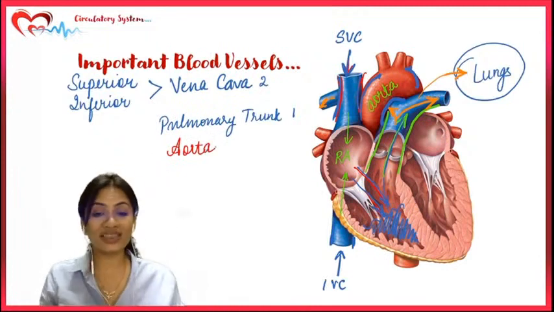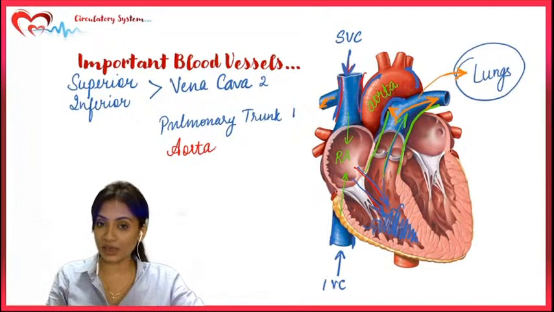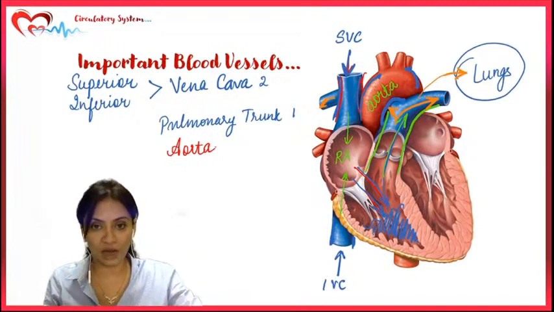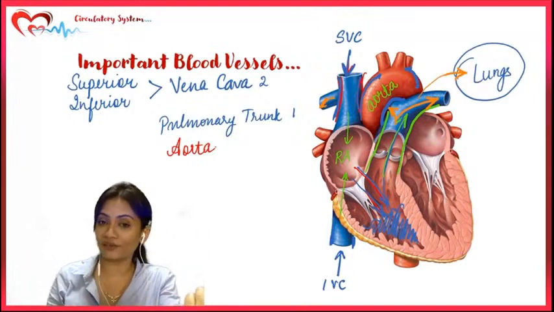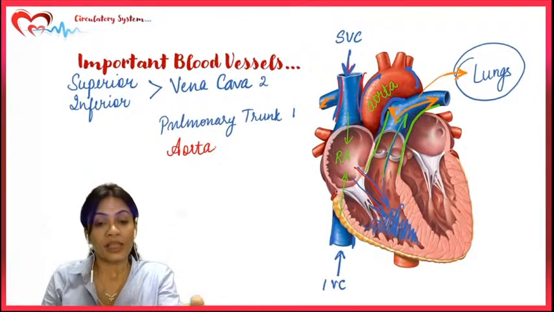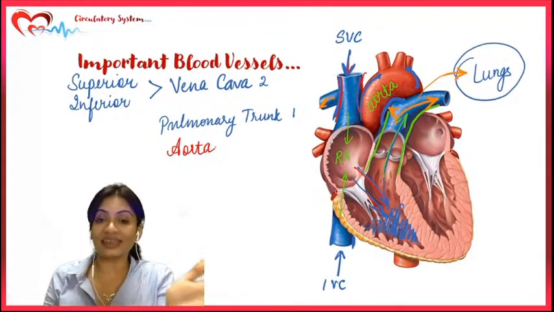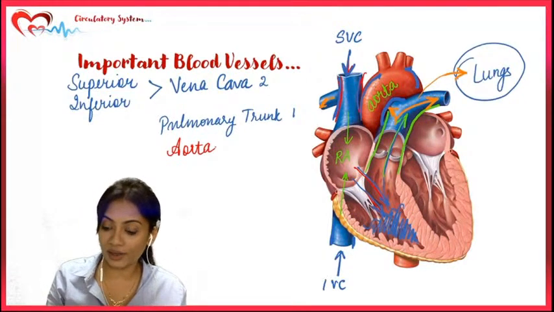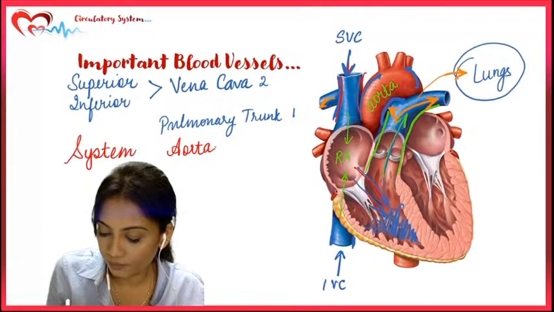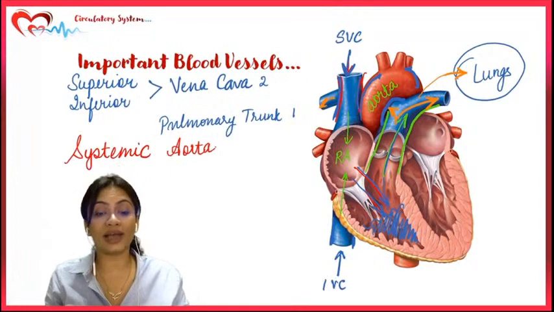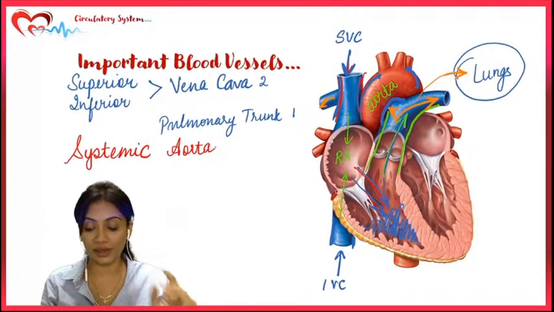All right, so this means that there are four important blood vessels which we are able to see from the external surface of the heart. Two vena cavas, the superior vena cava and the inferior vena cava, then we have the pulmonary trunk, and then we have the aorta. The aorta may also be called the systemic aorta. So basically there are four blood vessels. All right, don't forget that.